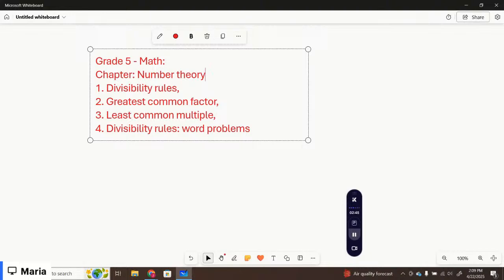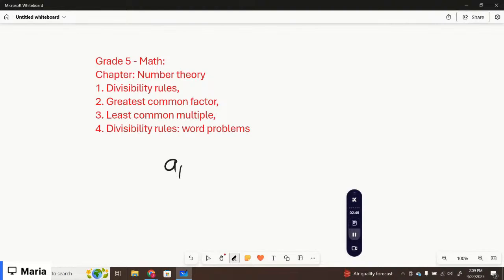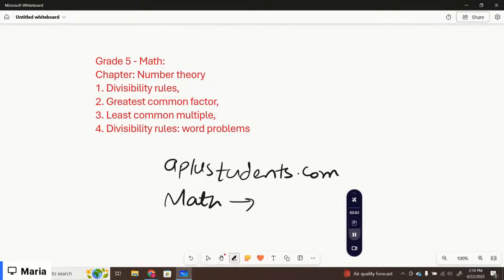You can find all the lessons on applestudents.com. You have to log in there using your email address, and the password is provided by the administrator. Then select math from the subject tab, scroll down to grade 5 math, and then click on view all lessons. Find a list of the chapters.